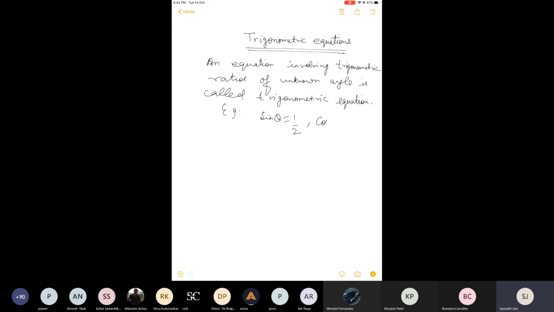Similarly, cos theta equals -1. Then there can be other equations also, not necessarily only like this. See, there can be this equation, which is also a trigonometric equation. It contains sine and cos, and there can be so many other examples. In all of them, we have to find the angle theta. Unknown angle theta is to be calculated.